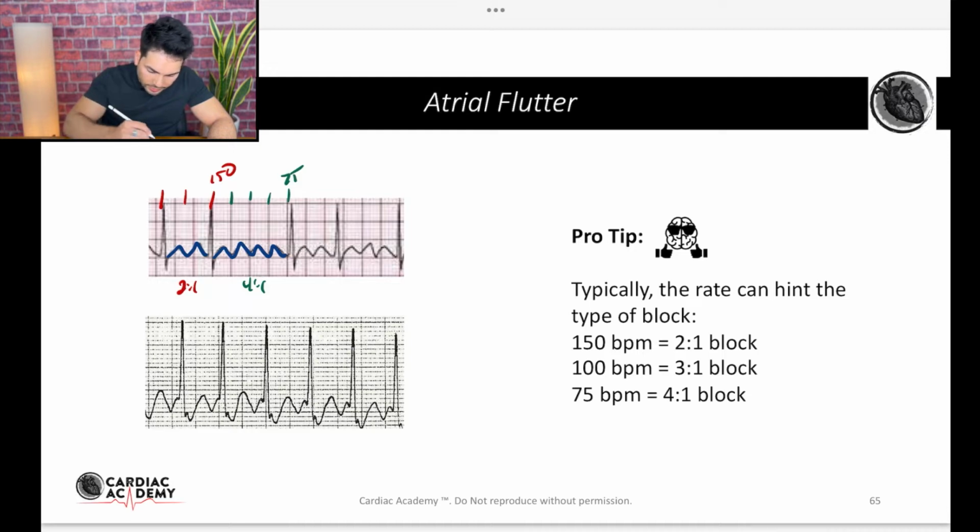And in this final example, we can see 1, 2, 3 flutter waves. And again, we can check the heart rate. You can see here 300, 150, 100. So 100 beats per minute correlates with a 3 to 1 block. And we can see that here. Okay, 150, 2 to 1 block, 100, 3 to 1 block, and 75, 4 to 1 block.